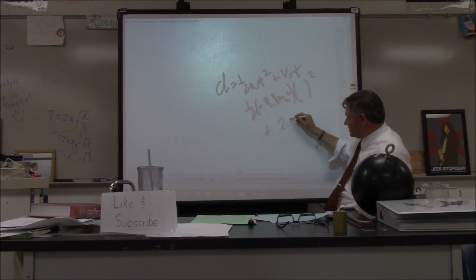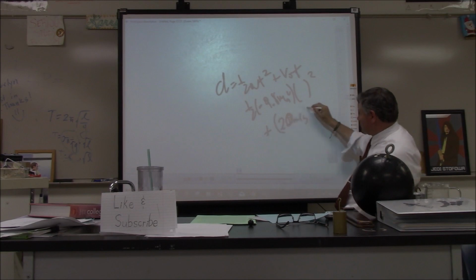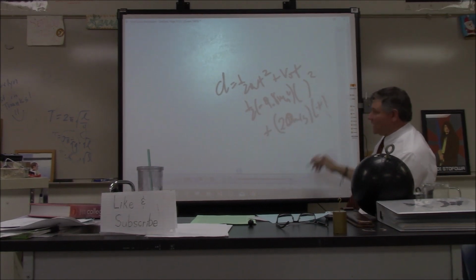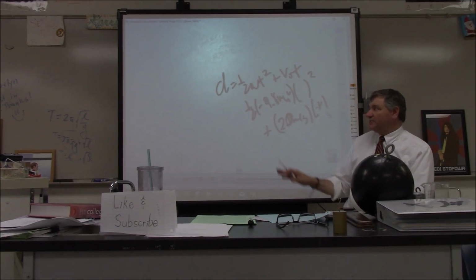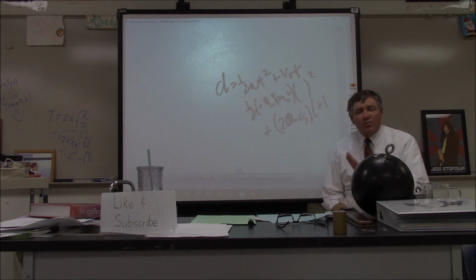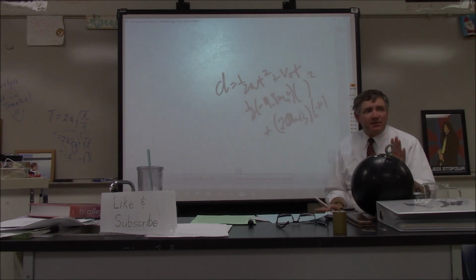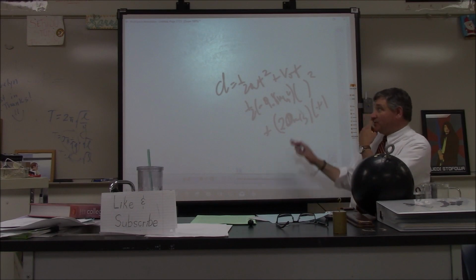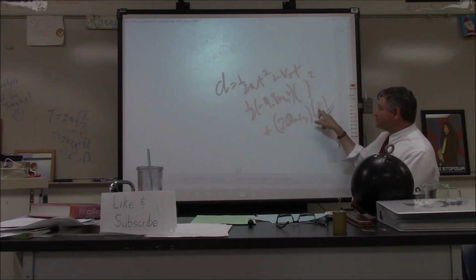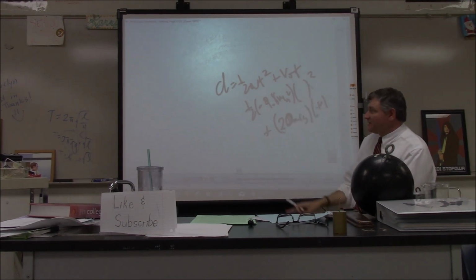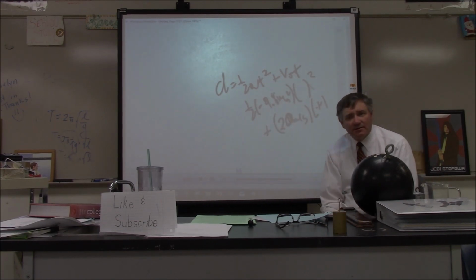20 meters per second times whatever value of time that you get. If you do this, what can your answer never be bigger than? 20.4. Why? Because that's your maximum height. So if you plug in 2.04 seconds for time, what should you get? 20.4 meters.